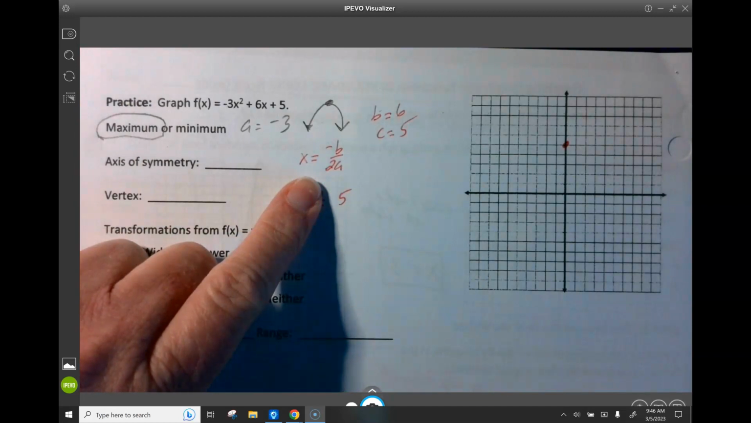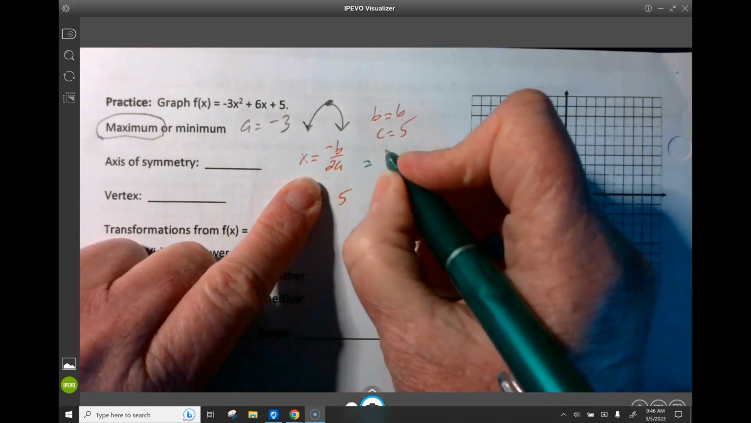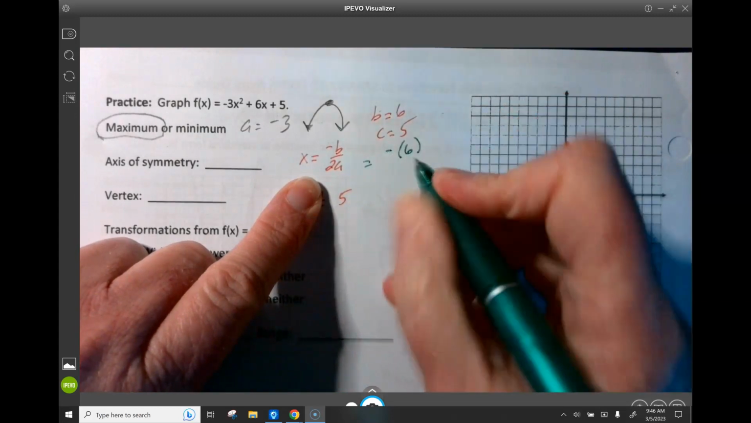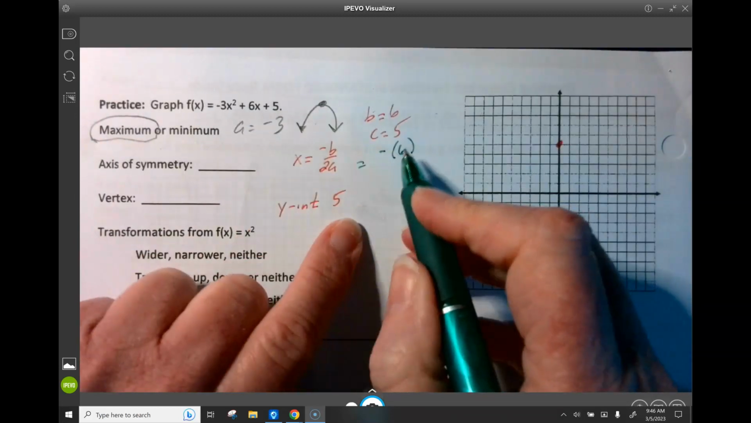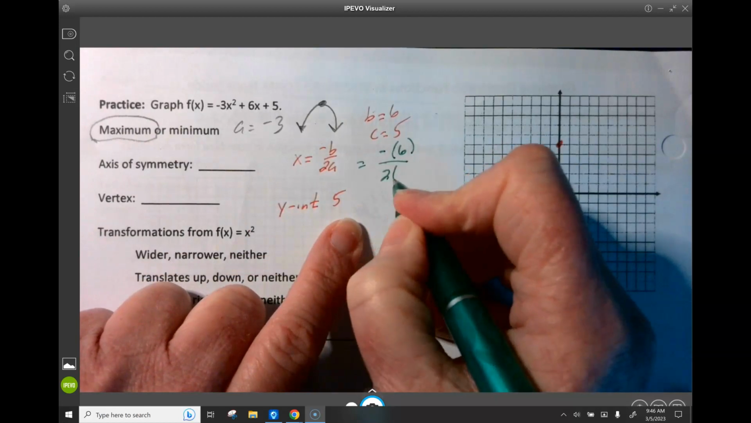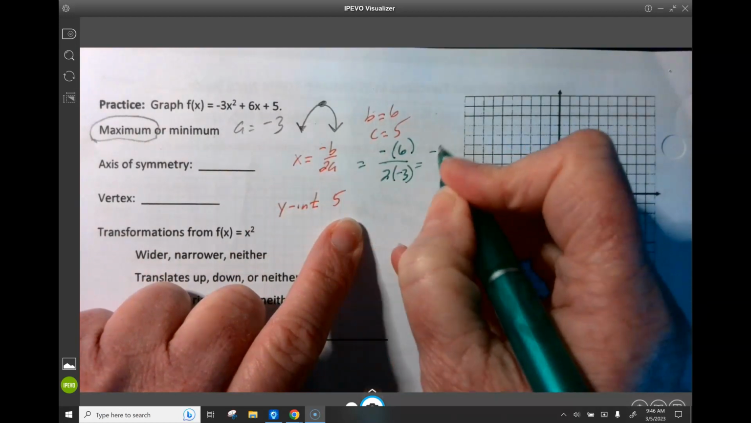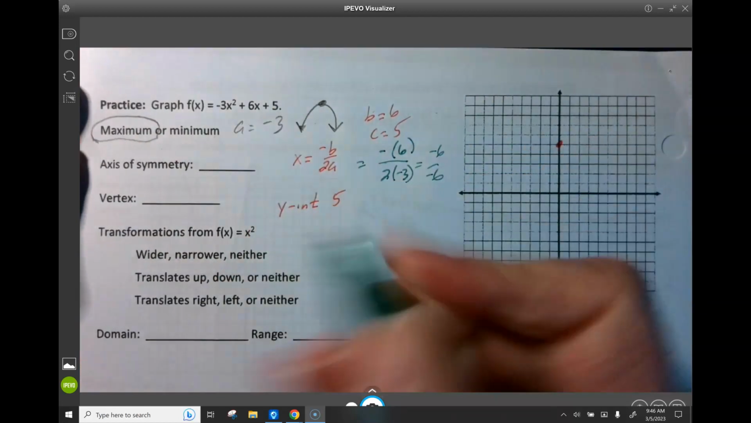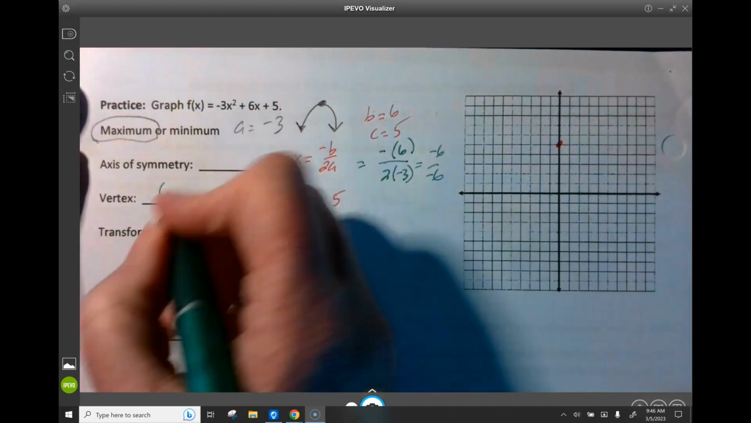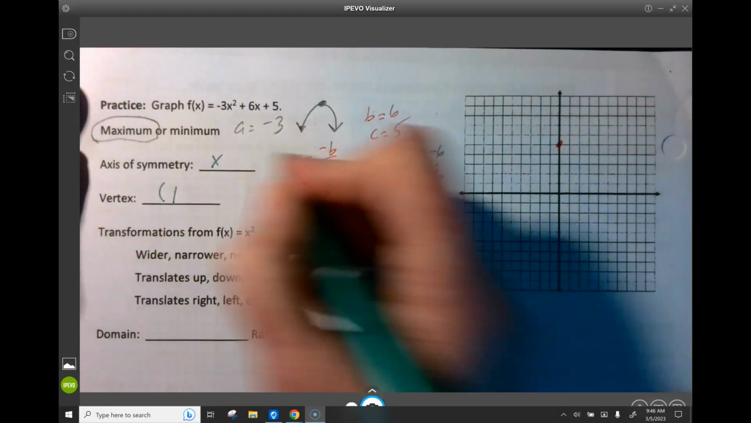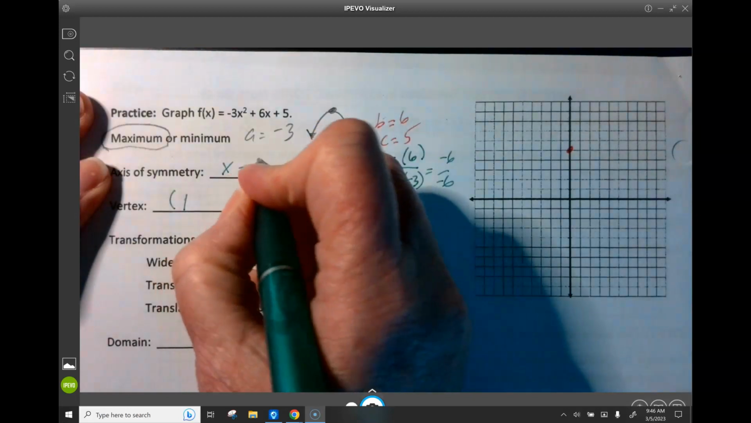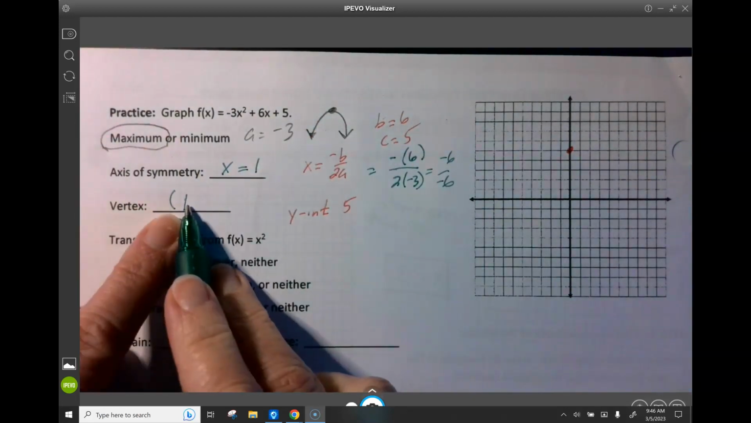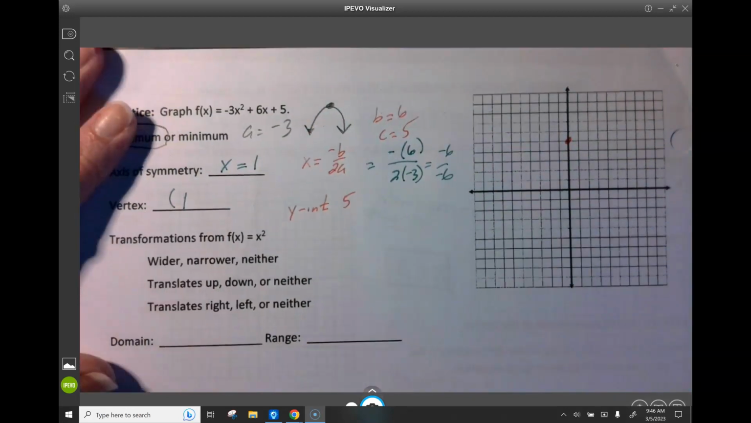So we're going to plug in here, and we have -b, so -6. And I always put it in parentheses just so I don't have to worry about my signs there. 2 times a, so I get -6 over -6. So my vertex, my x-coordinate is 1. My axis of symmetry is an equation, so x equals 1. We have my x-coordinate. Let's go and find the y-coordinate.